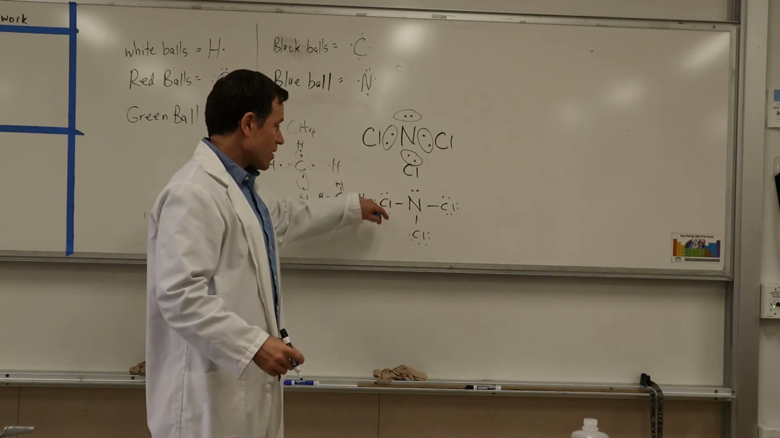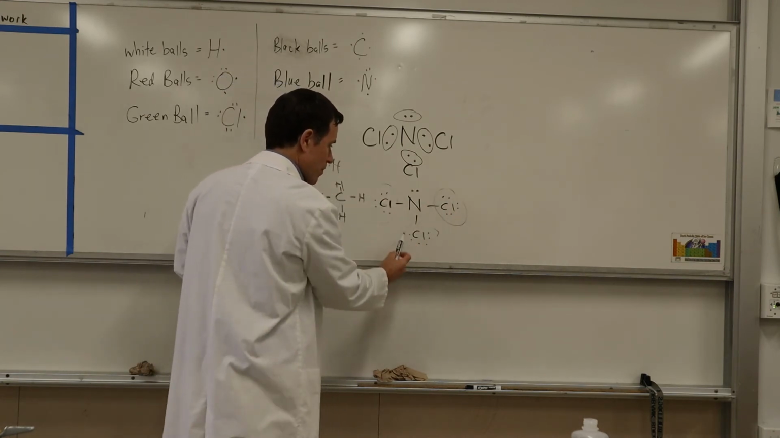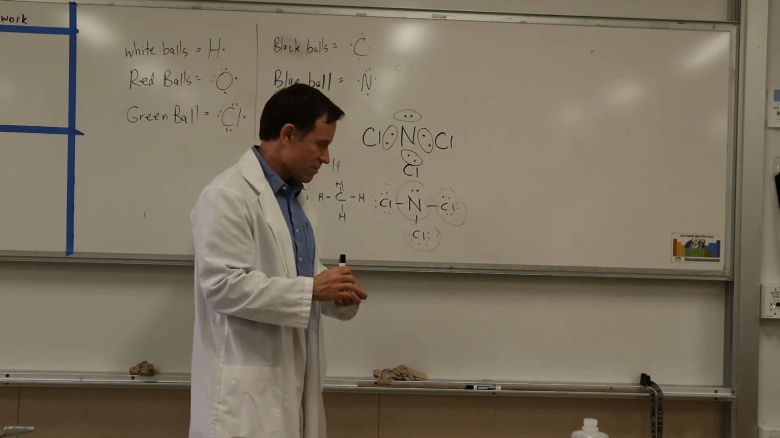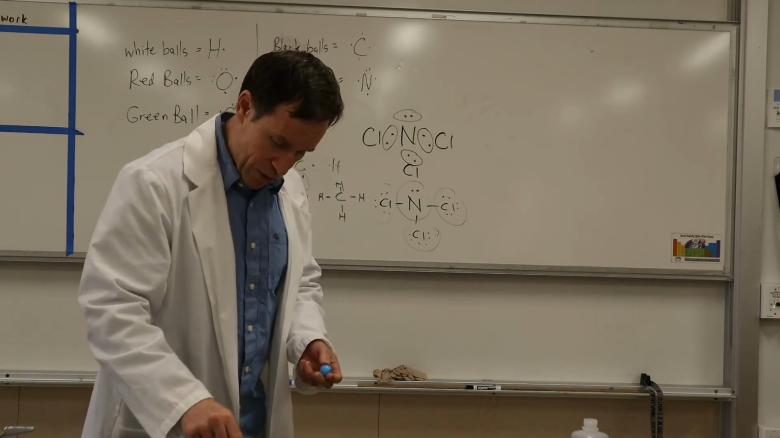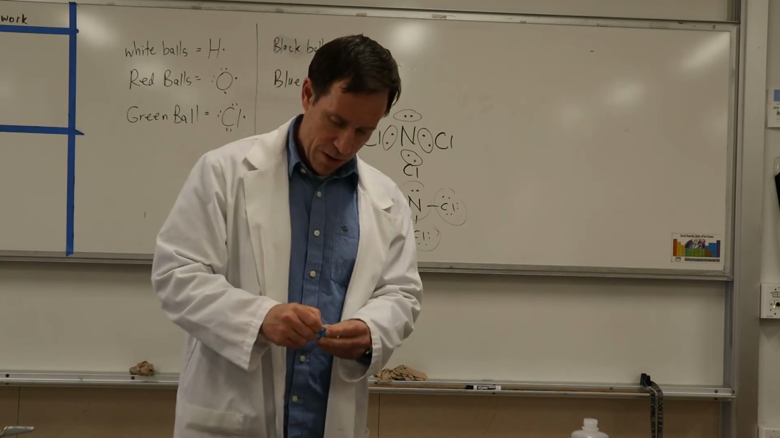Okay, notice that the Cls all have an octet. The nitrogen also has an octet, so they're really happy. They've got everything they want, they're very content. So let's put together our nitrogen has 3.